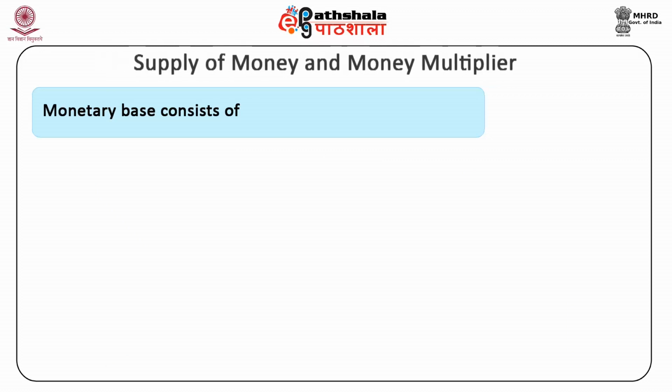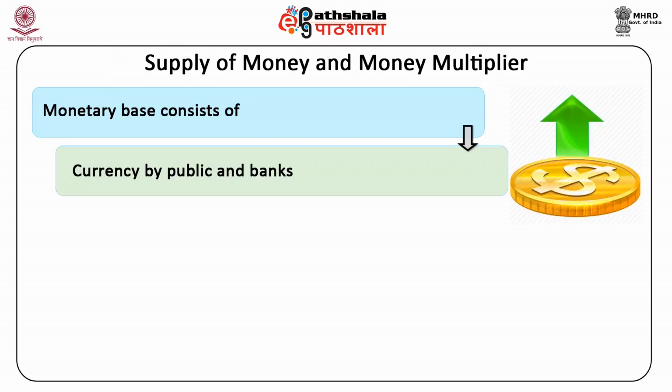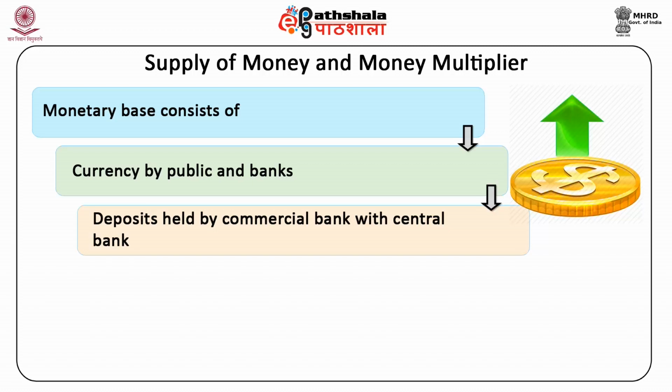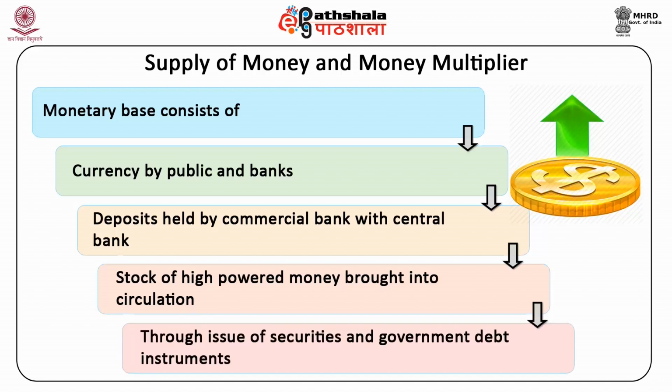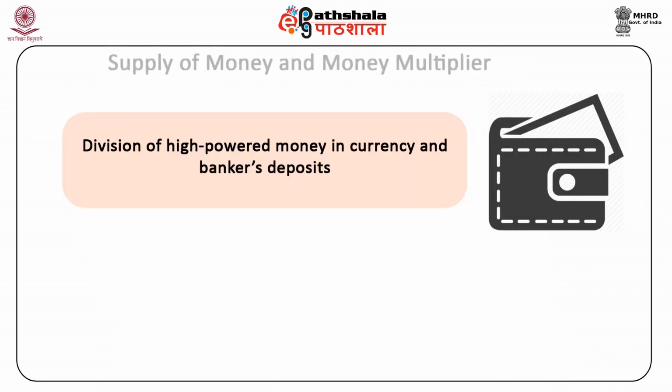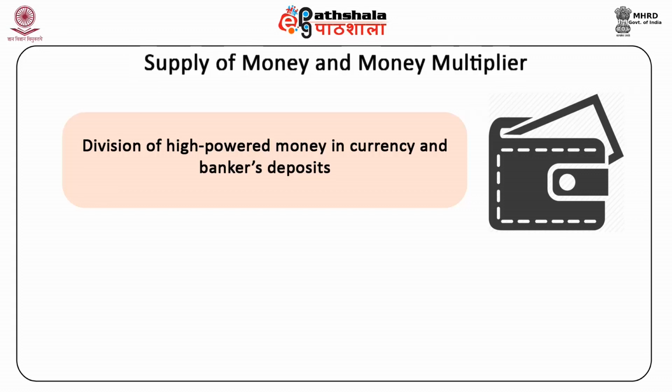Monetary base consists of currency, that is banknotes and coins, which are held by the public and the banks, and of deposits which are held by the commercial banks with the central bank, that is reserves. The stock of high-powered money is brought into circulation by the central bank through the issue of securities and government debt instruments.